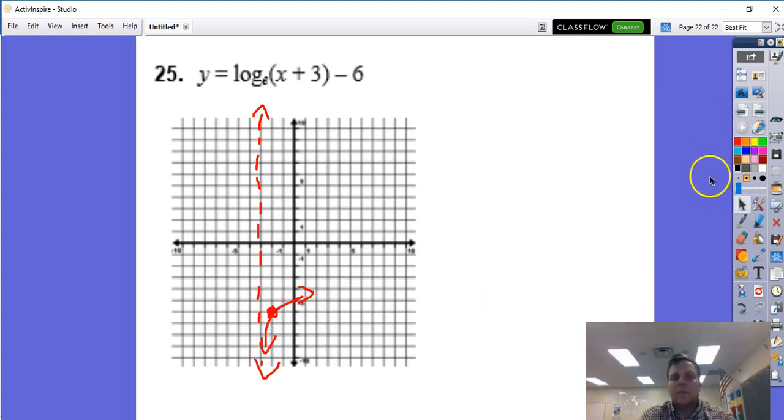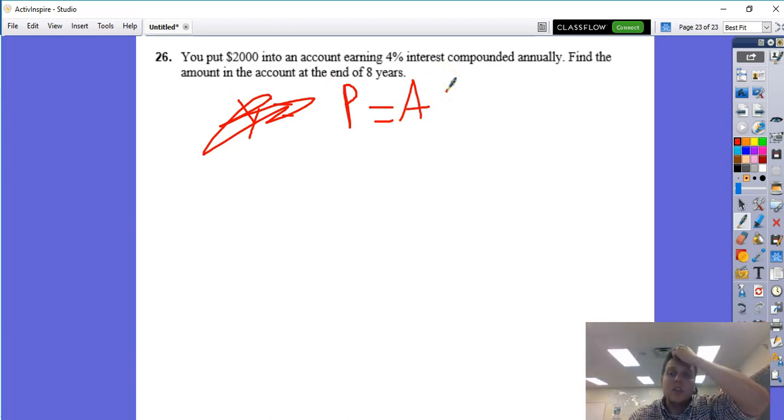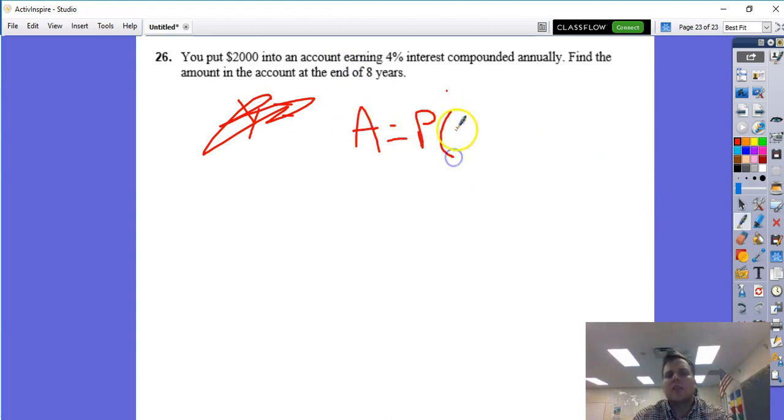Alright, problem 26. You put $2,000 into an account earning 4% interest compounded annually. Find the amount in the account at the end of 8 years. Okay, this is just where we're using that formula. Y equals, or maybe you want to say P equals, because that stands for principal. Oh no, I'm writing this function wrong. My apologies. It should be A equals P. That principal stands for your starting amount, how much money you put in. That's the principal. 1 plus R raised to the T.